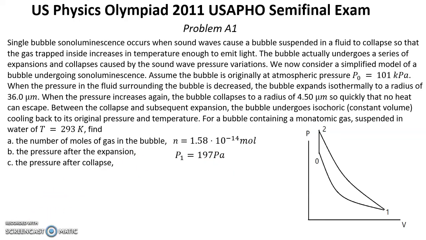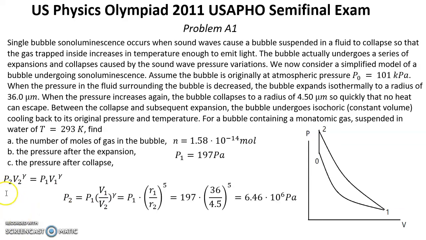Next question is C. The pressure after collapse in point 2. Here we have adiabatic compression. We have this formula for adiabatic compression. So from here we can find the pressure in point 2. Using this adiabatic formula for adiabatic compression, we can find the pressure P2. That will be 6.46 times 10 to the power 6 pascals. That was the answer for question C.